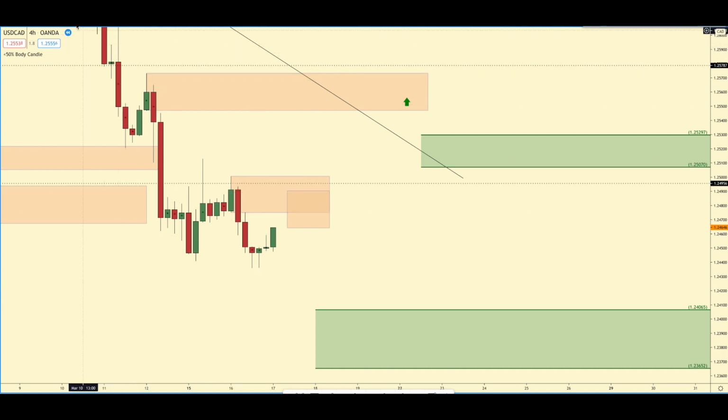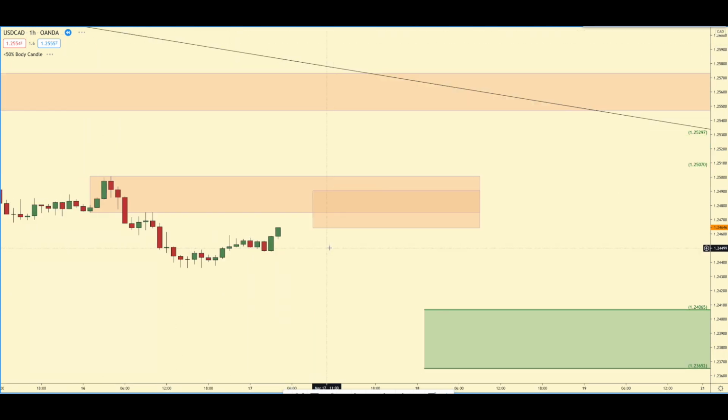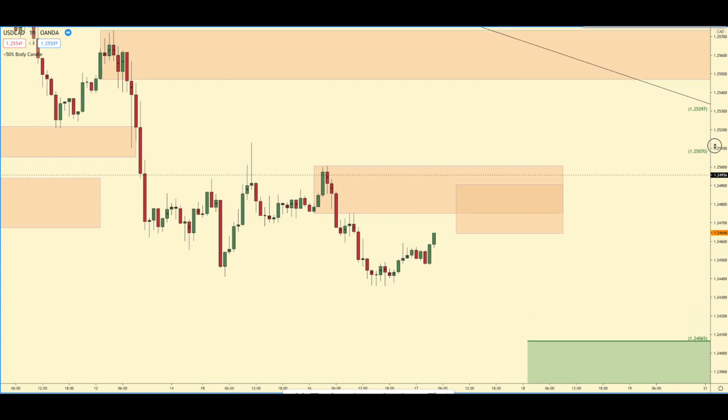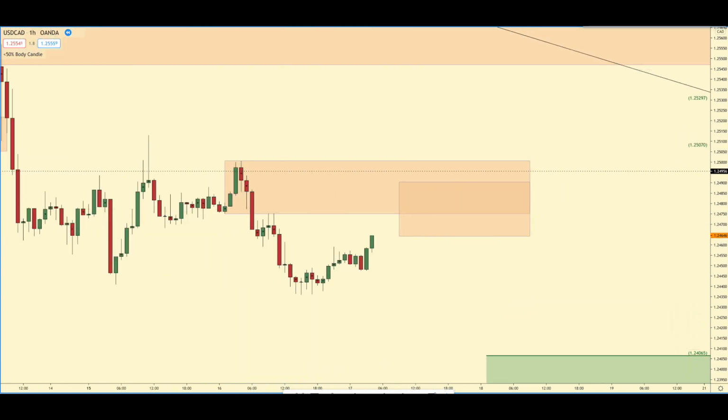I think around this point is when I went to the 1-hour time frame right here, and I found this zone right here. Let me just pull it up. I found this nice zone right here. Let me make it a different color. So I found this supply zone right here that's embedded inside a 4-hour supply zone as well.